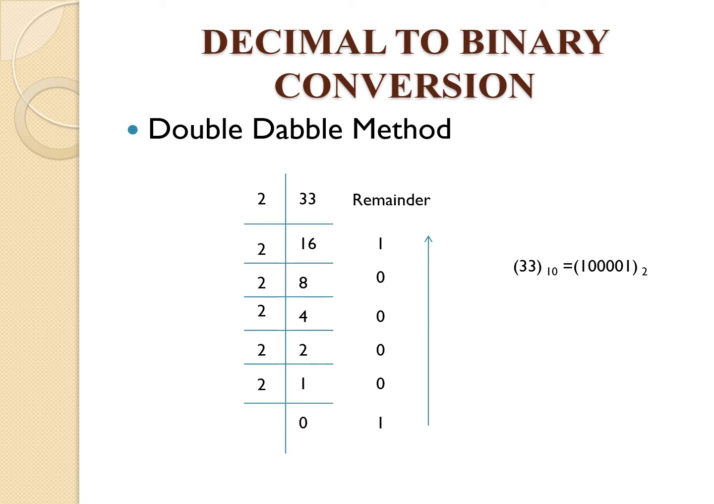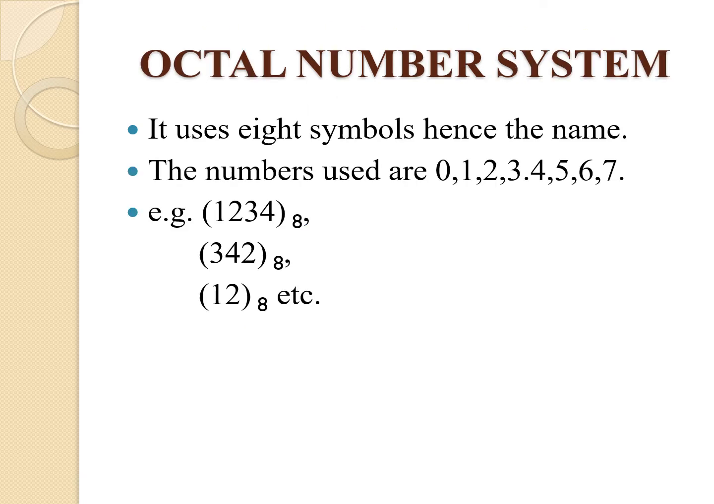Suppose we have to convert the number 33, which is a decimal number, into binary. Divide it by 2, the answer is 16, remainder is 1. Again divide 16 by 2, answer is 8, remainder is 0, and continue this process till we get the quotient equal to 0, whatever the remainder may be. If you go through this example, 33 in decimal is equivalent to 100001 in binary.